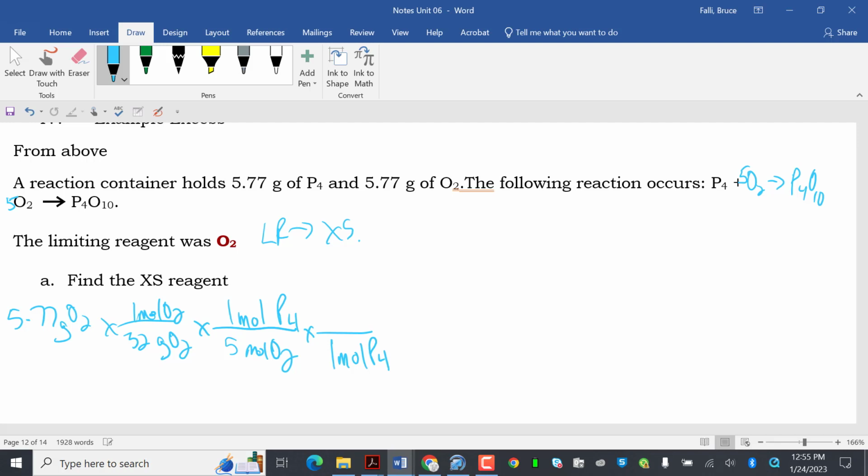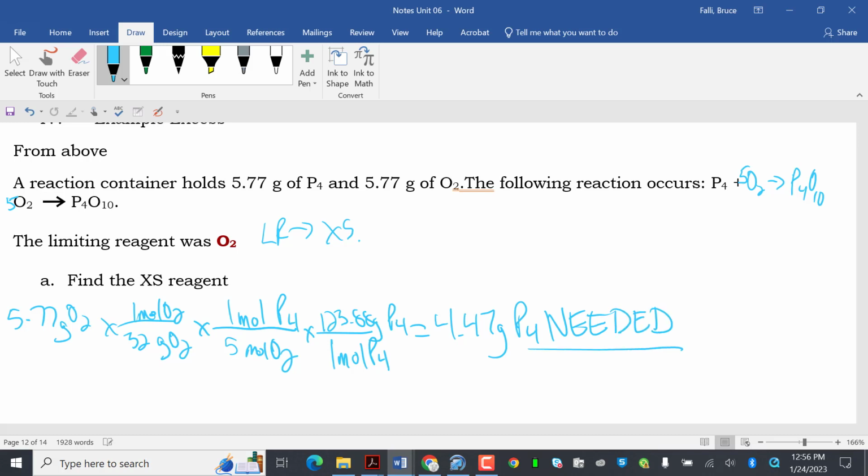I did that molar mass before: 30.97 times 4 is 123.88. And then this number will tell us how much we need. So 5.77 divided by 32 divided by 5 times 123.88. I need 4.47 grams needed.